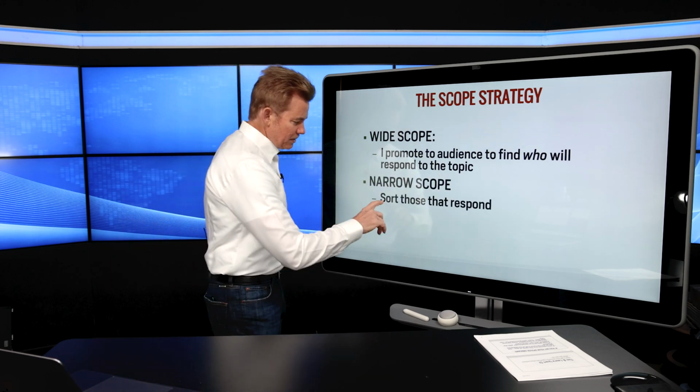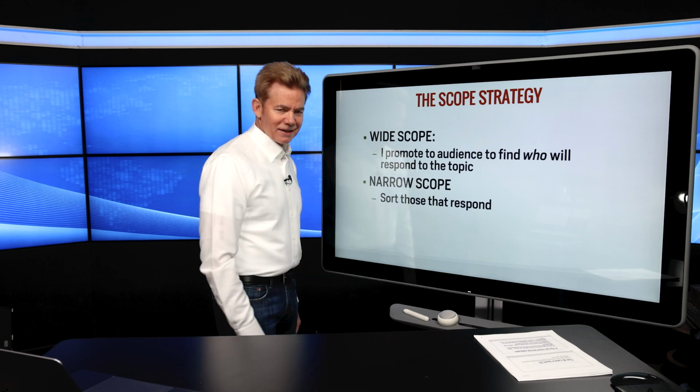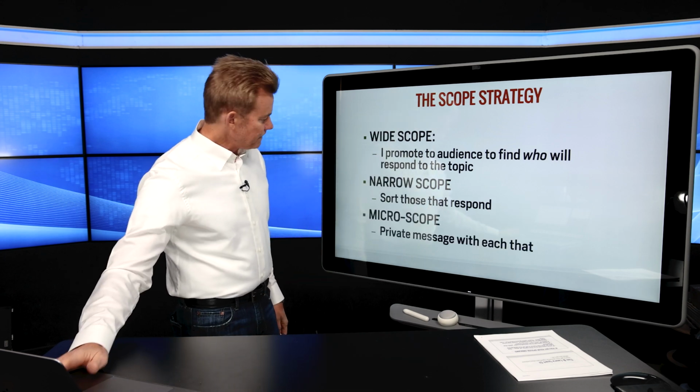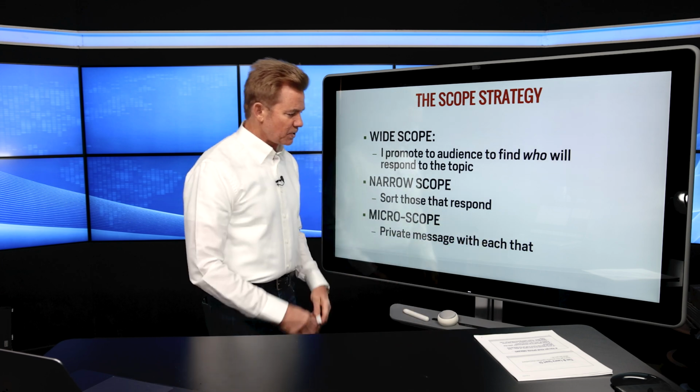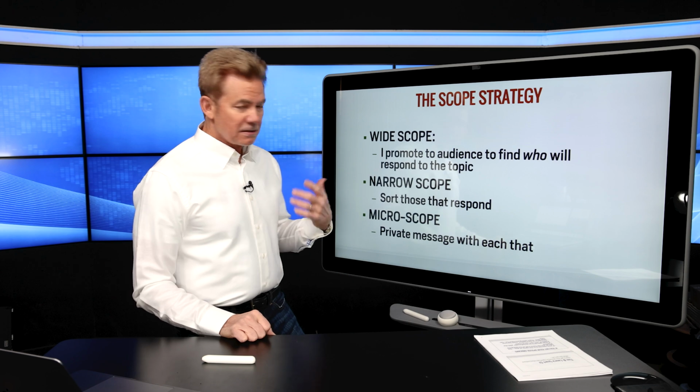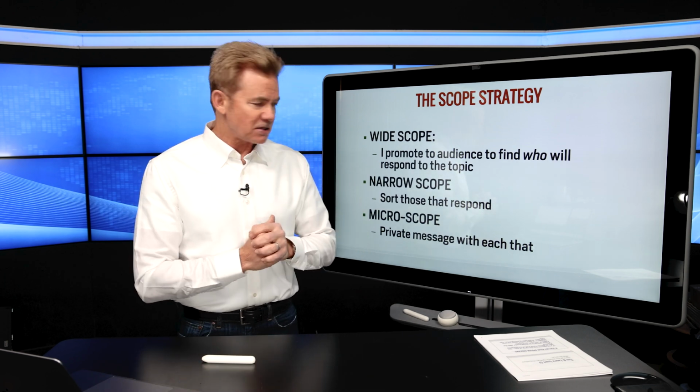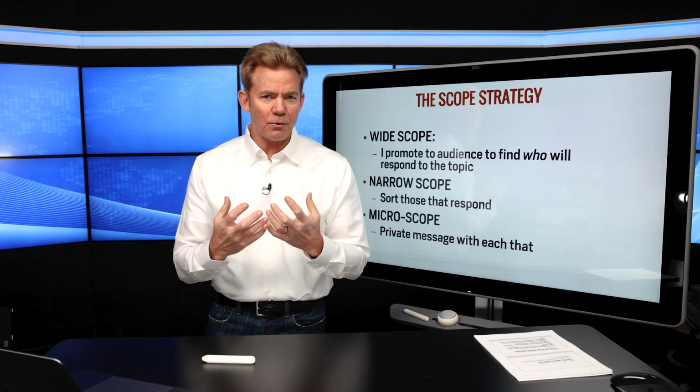Narrow the scope. Sort those that respond. And then microscope, private message with each person. Okay? That gave a positive response. So now you can see the way that I work this thing.